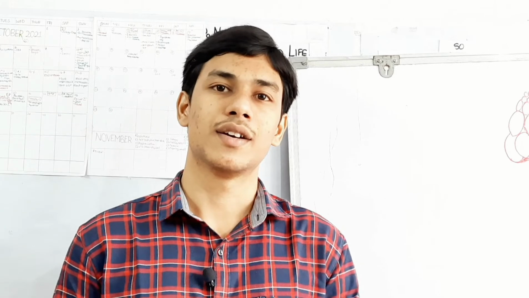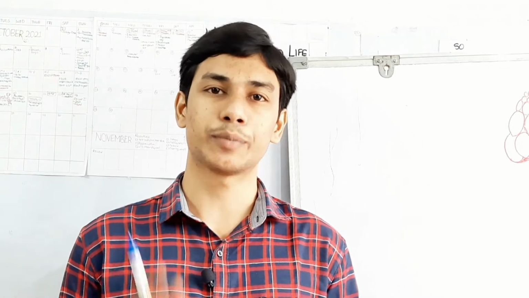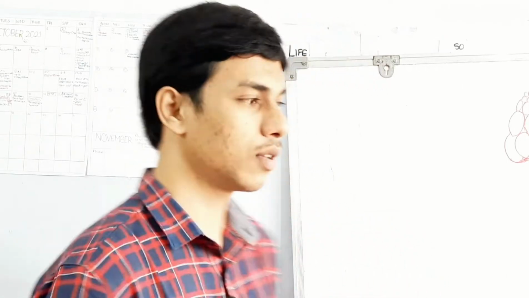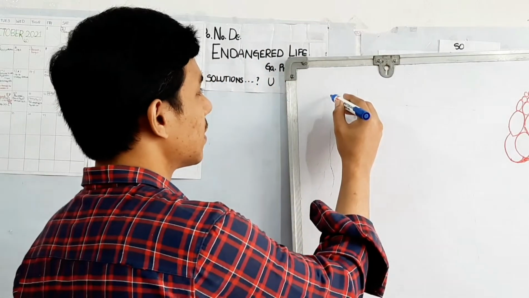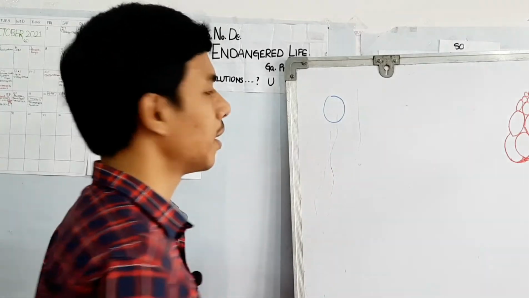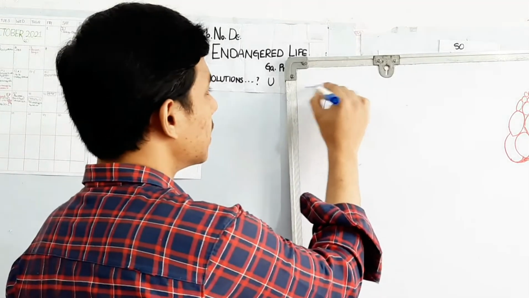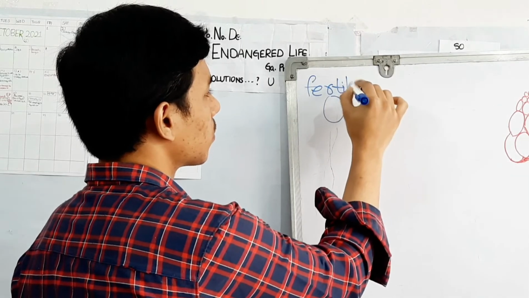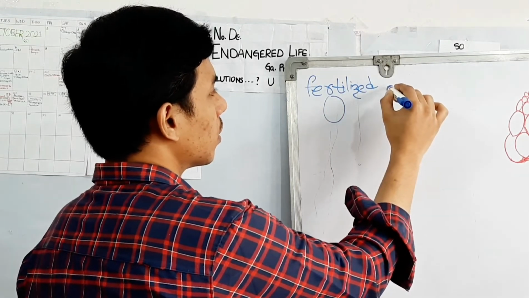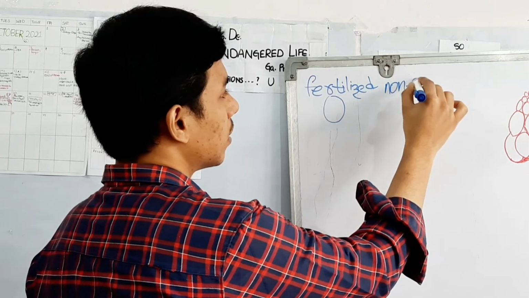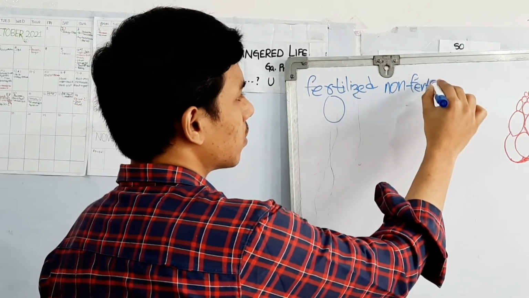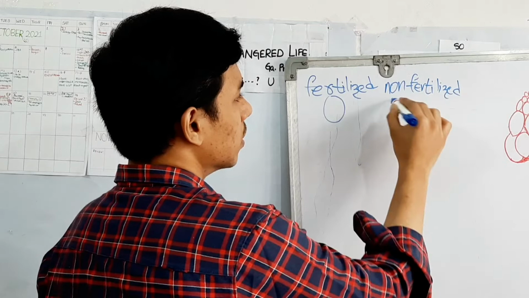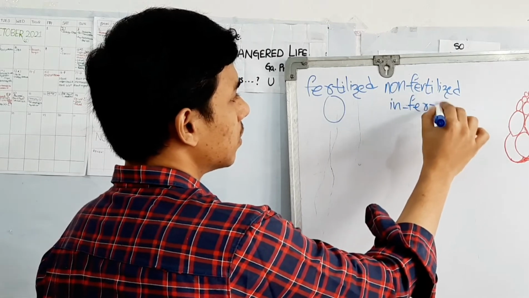In this lecture, we are going to discuss the reproductive system of a hen. For those who don't know the basics, I am going to discuss some basics. If we take this egg, eggs are basically of two types: fertilized and non-fertilized. These are also called infertilized.